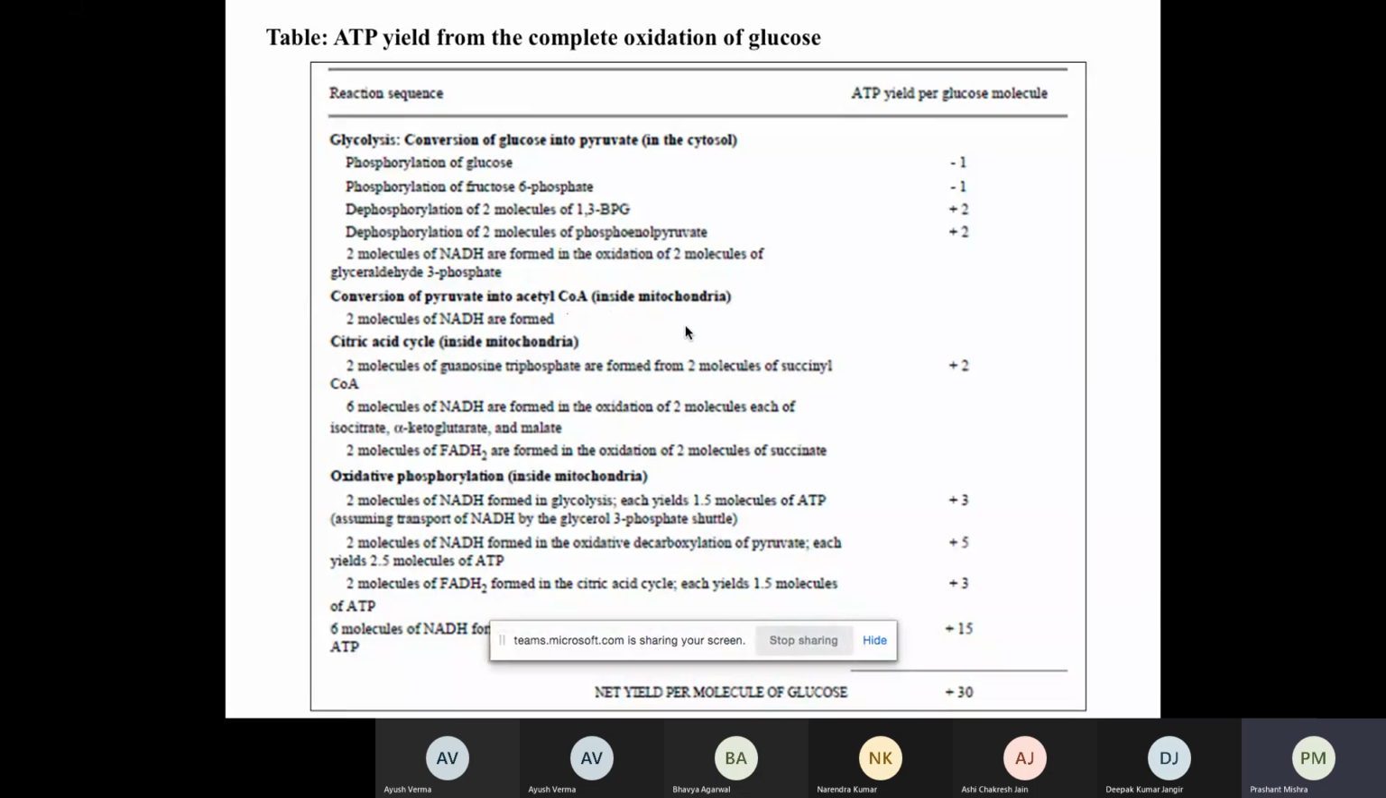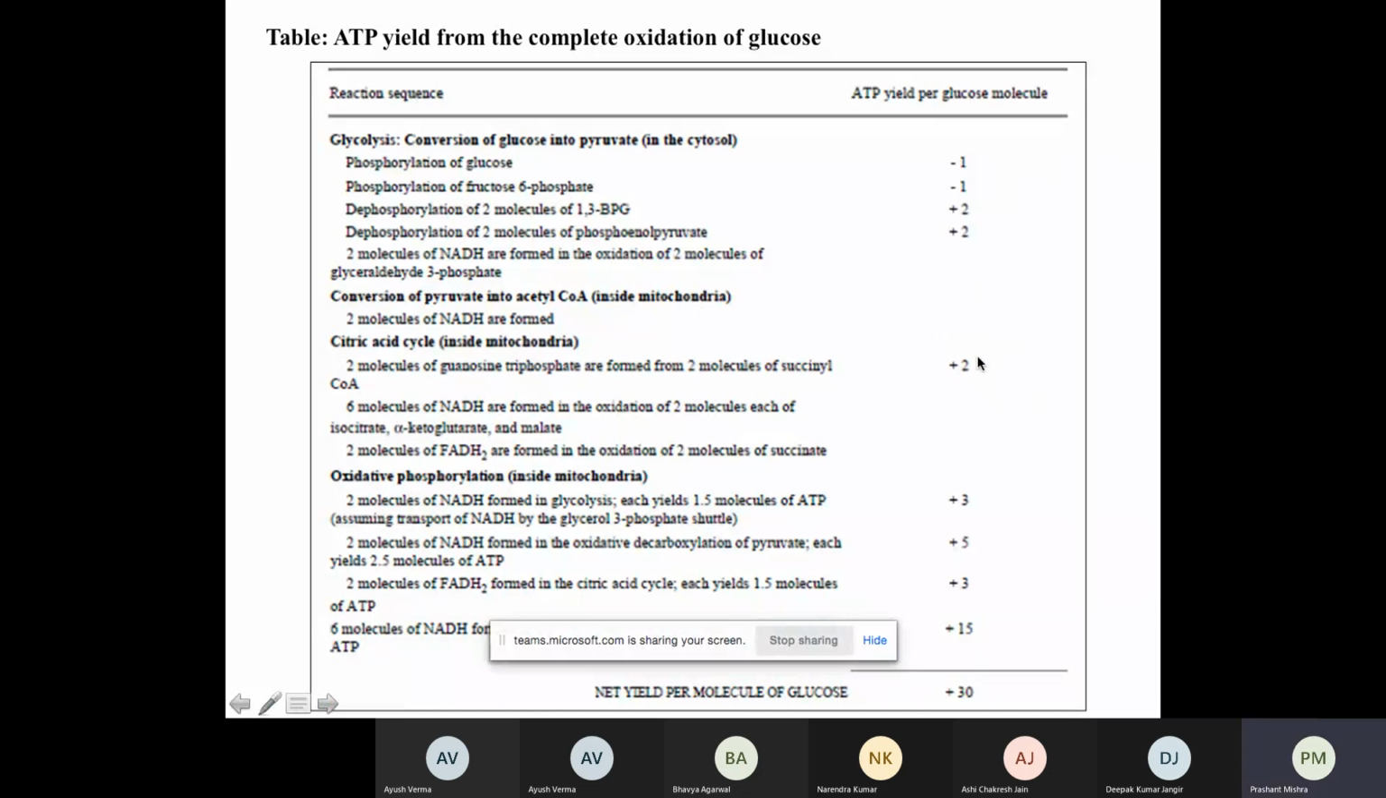But if this NADH, in the presence of molecular oxygen, enters inside the mitochondria, and of course, I have not talked about how it enters. You will be learning that there are two different shuttles through which NADH can enter inside the mitochondria. Once they enter inside the mitochondria, they will be producing ATP. So now this ATP is being produced. Two molecules of GTP are being produced in the TCA cycle.